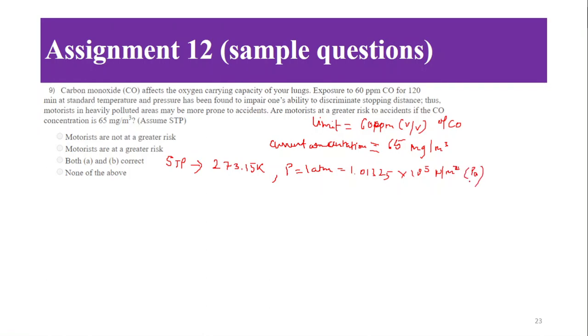Okay, so now we are given the limit and we are given the current concentration. So this is 65 milligram per meter cube. So we need to either calculate this 60 ppm to milligram per meter cube, or this milligram per meter cube to ppm. And then we need to find out whether this given concentration is either lesser or higher than 60 ppm.